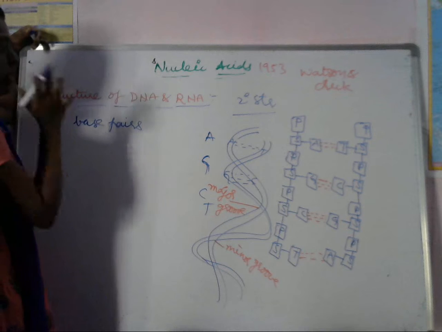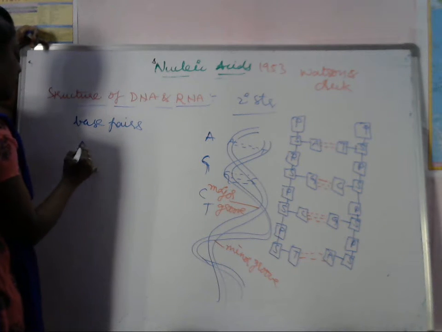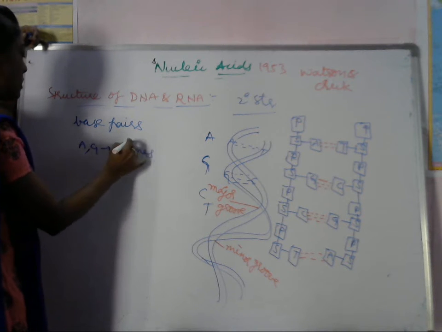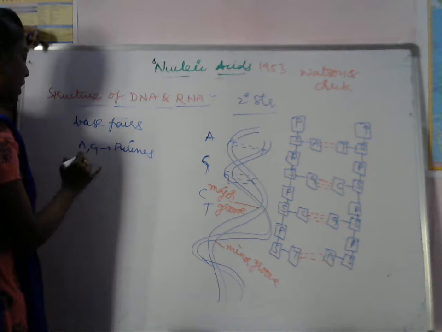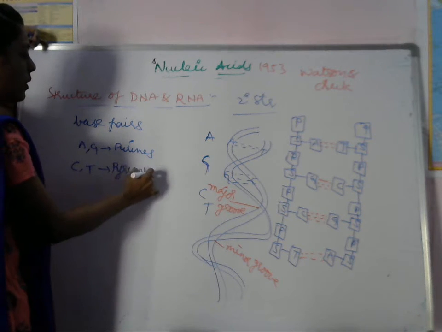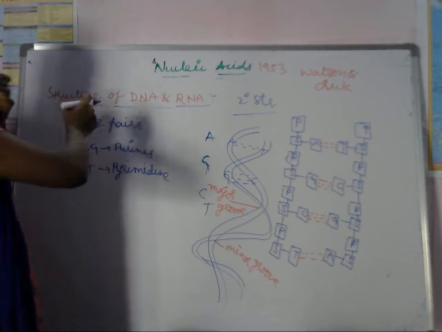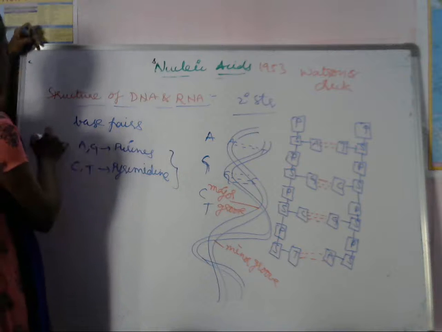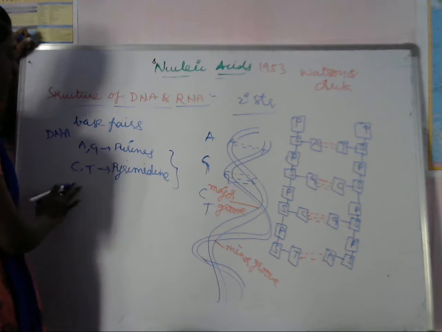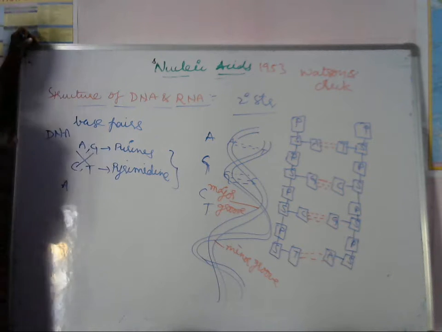So you have to remember that A and G are purines. And what about cytosine and thymine? These are the pyrimidines, always, in DNA or RNA. The DNA bases are A, G, C, T. So a bond is formed between A and T, and between C and G.